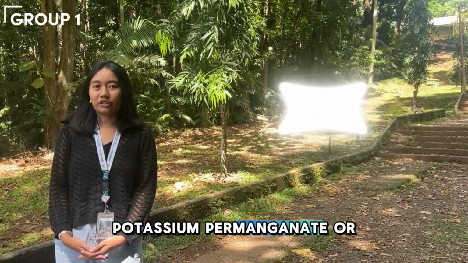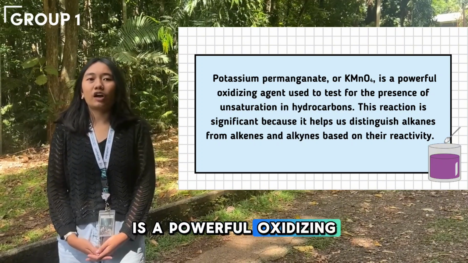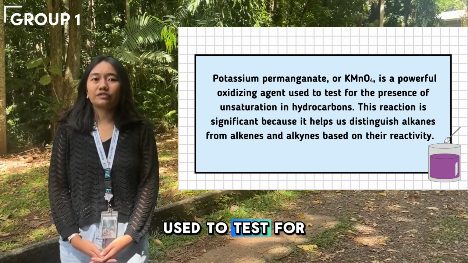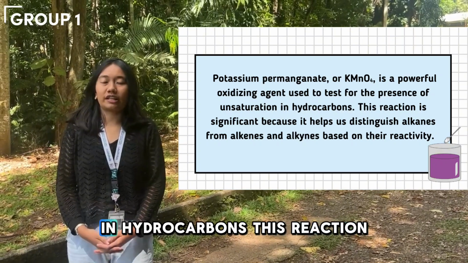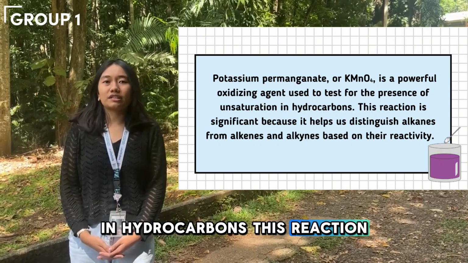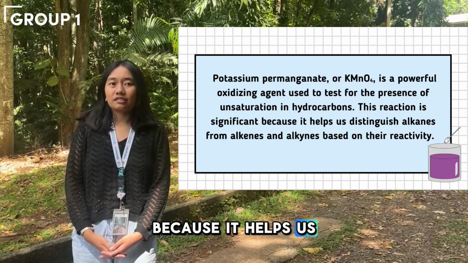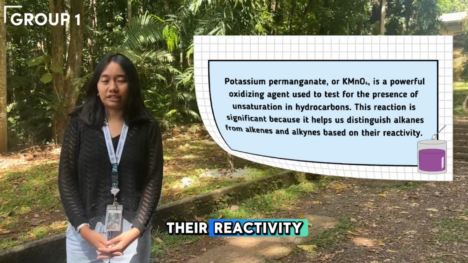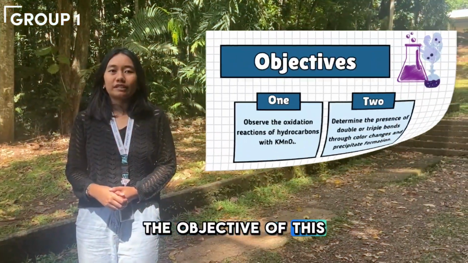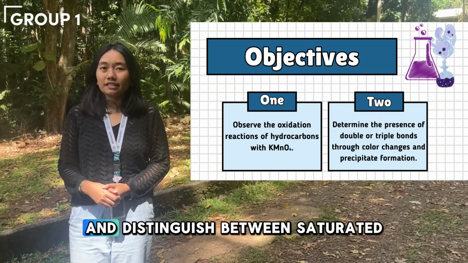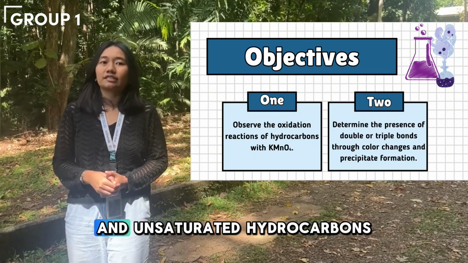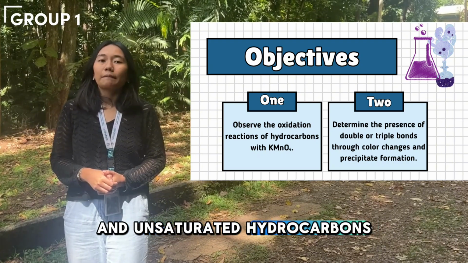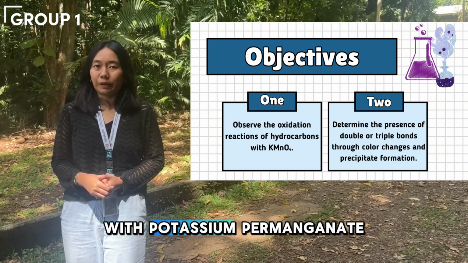Potassium permanganate, or KMnO4, is a powerful oxidizing agent used to test for the presence of unsaturation in hydrocarbons. This reaction is significant because it helps us distinguish alkanes from alkenes and alkynes based on their reactivity. The objective of this experiment is to identify and distinguish between saturated and unsaturated hydrocarbons based on their reactivity with potassium permanganate.